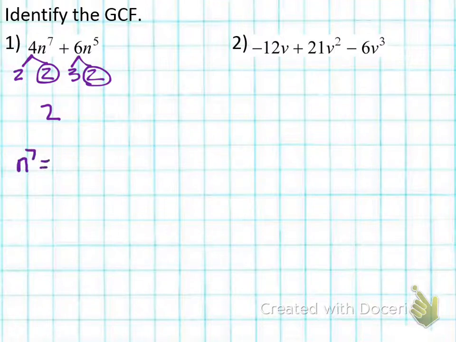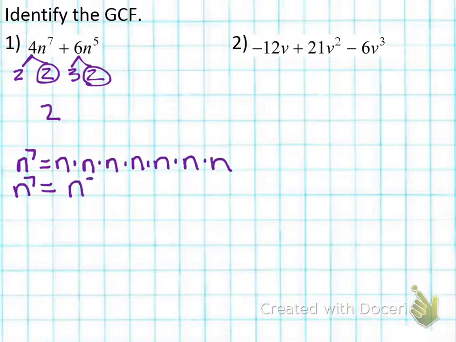So I see that n to the 7th is in one term. This is the same as n times itself, 7 times. I can group 5 of those together, right, if I'm canceling these out. So 1, 2, 3, 4, 5. That's the same as n to the 5th, right? N times itself 5 times. Okay, and then I have 2 left, so this would be n squared.